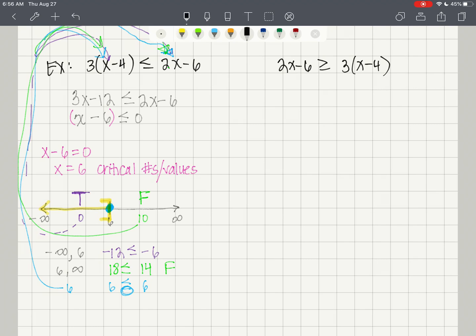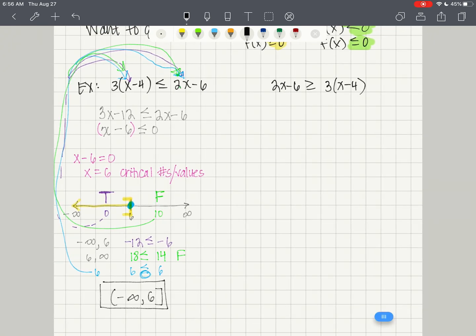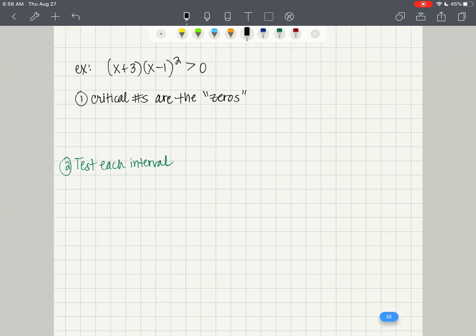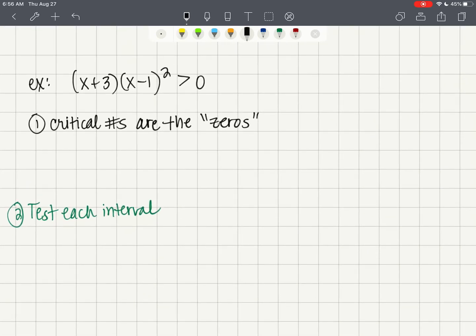You can say x is less than or equal to 6. But what I'm trying to show you is what you're going to have to do when we get to polynomials that are not linear in nature. So let's come over here and I shall show you. So here we have a third degree polynomial is greater than 0.